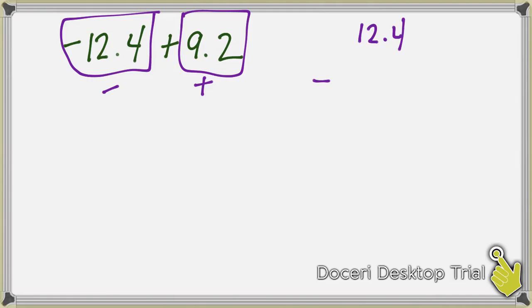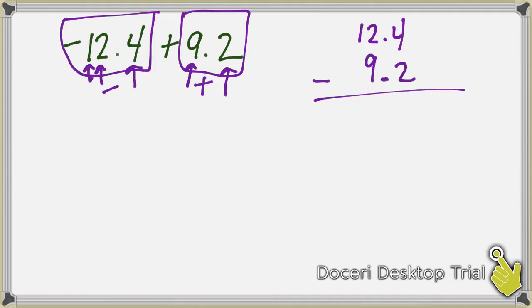Now, this 12.4, we have a 1 in the tens place, a 2 in the ones place, and a 4 in the tenths place. On this number, the 9 is in the ones place, and the 2 is in the tenths place. So the 9 goes underneath the 2 because those are both in the ones, and then the 0.2 goes underneath the 4 because those are both in the tenths.